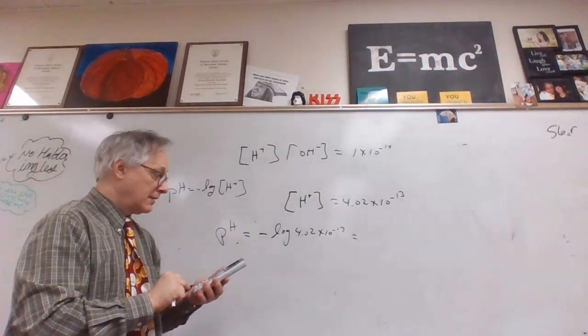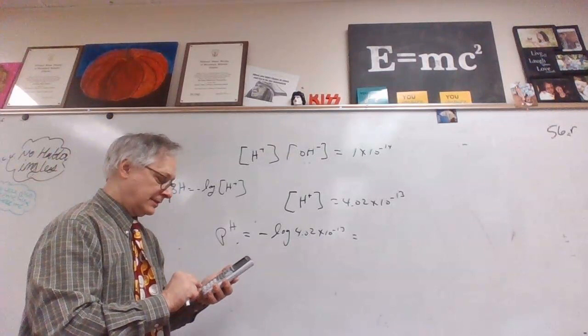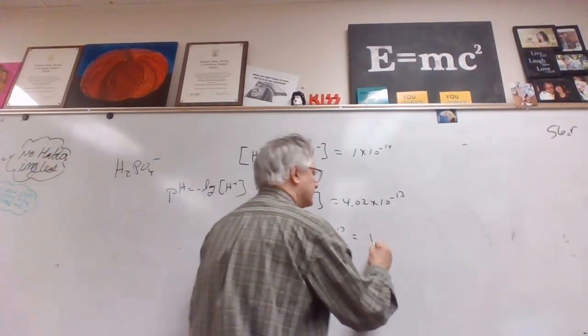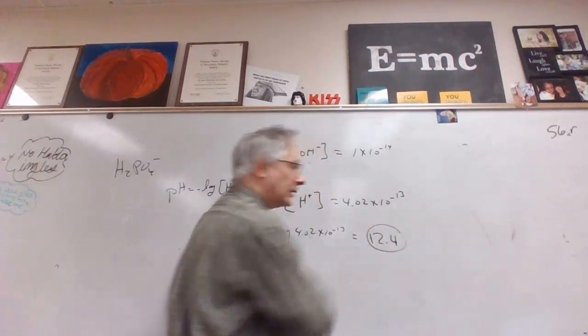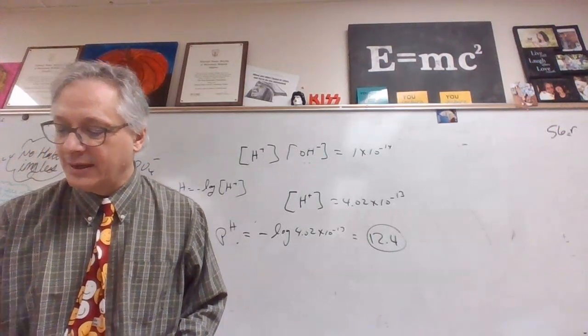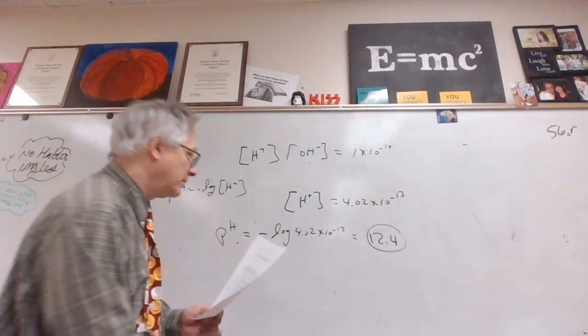Negative log 4.02 times 10 to the negative 13. And you get 12.4. So there's your pH. Again, can't make this thing too difficult because it's just not. It's not hard by its very nature.